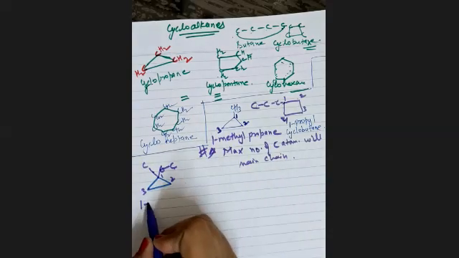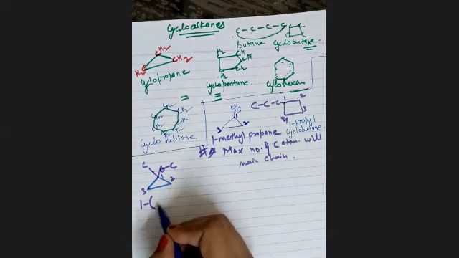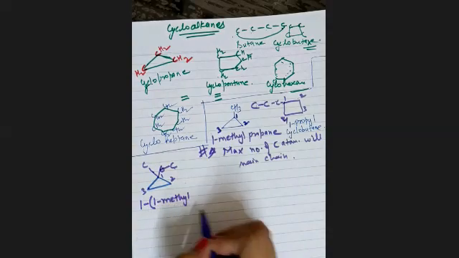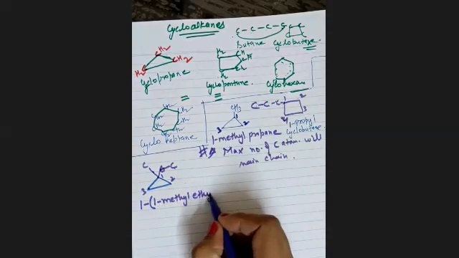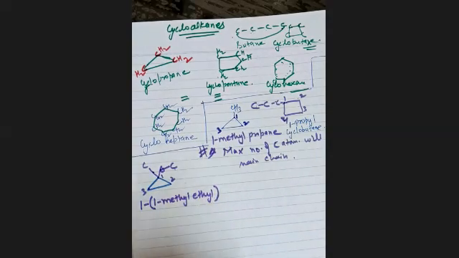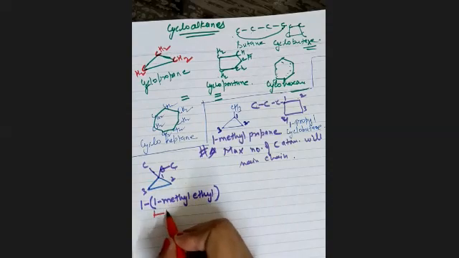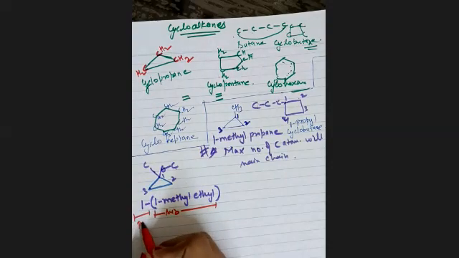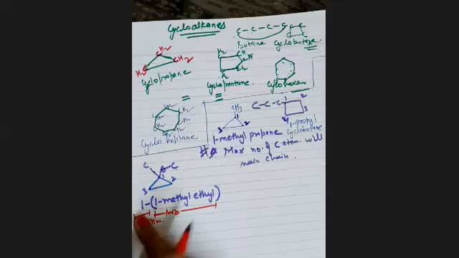With one carbon, what do we have here? We have one methyl, ethyl, close the bracket. This bracket shows the substituent. This shows the position, at which carbon this substituent is attached.